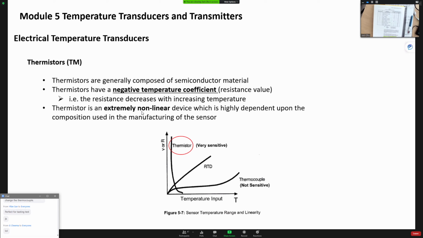The thermistor is also an extremely non-linear device. With an RTD you have a pretty straight line, but the thermistor has a very big curve. So this is also a very important thing to know. The thermistor output is non-linear, so it's not a straight line. You're probably going to get a question asking which one has a negative temperature coefficient, which one has a positive temperature coefficient, or which one is the most non-linear device.